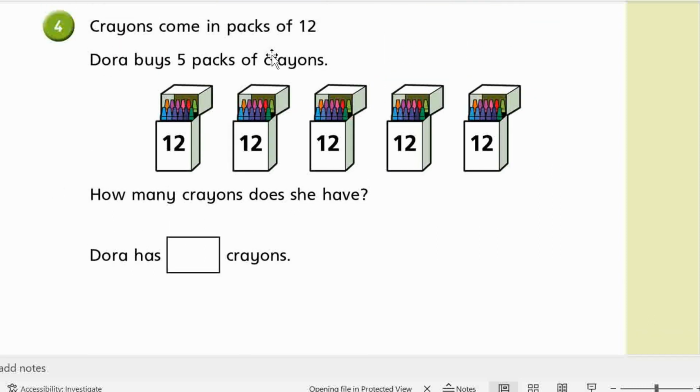Number 4, crayons come in packs of 12. So we're doing the 12 times table this time. Dora buys 5 packs of crayons. How many crayons does she have? So it is basically 5 times 12. Yes. Which equals 60.